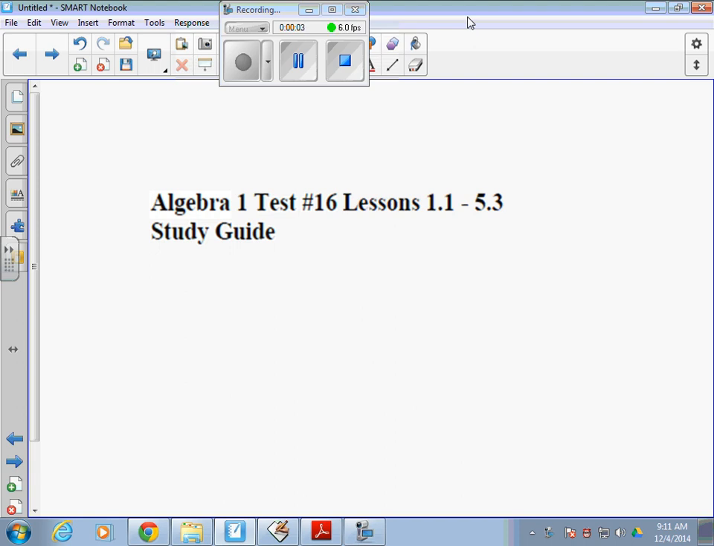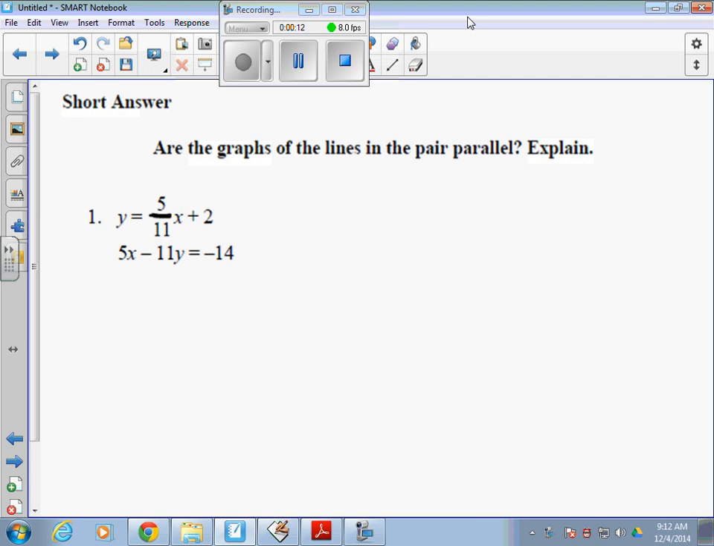Algebra 1, test number 16 study guide. Got through lesson 5.3. First question asks, are the lines parallel? Explain why they are or why they are not.